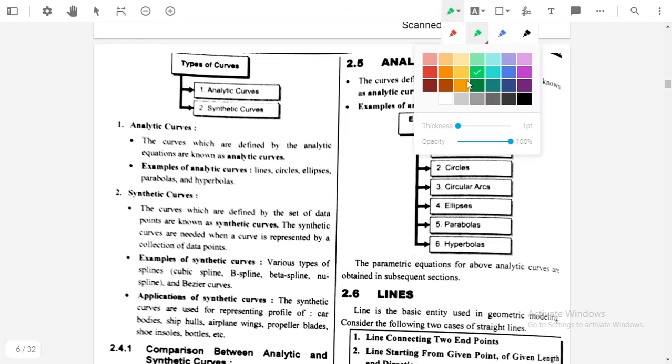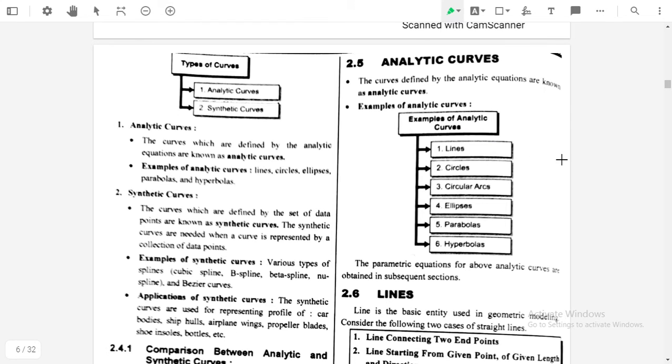There are mainly two types of curve. The first is the analytical curve, and the second type is the synthetic curve. What is meant by an analytical curve? The curve which is defined by some analytical equation is called an analytical curve.